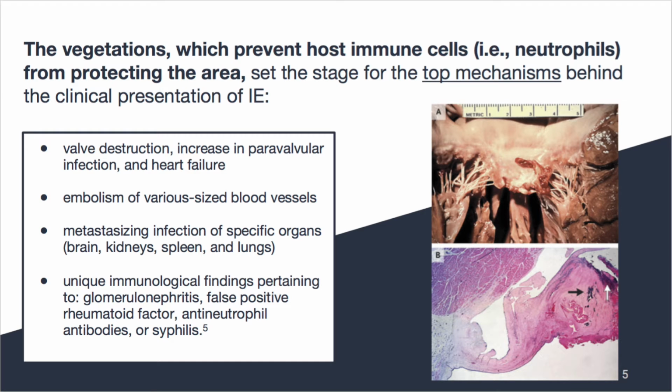Lesions on the heart's valves or surface prevent host immune cells from defending against pathogens and therefore leave the heart vulnerable to various complications. Just to name a few of these, there could be valve destruction, embolism of various blood vessels, metastasizing of infection in specific organs, or some kind of phenomena such as false positive rheumatoid factor. In the picture to the right, we can see some of the vegetations on the valves of the heart.